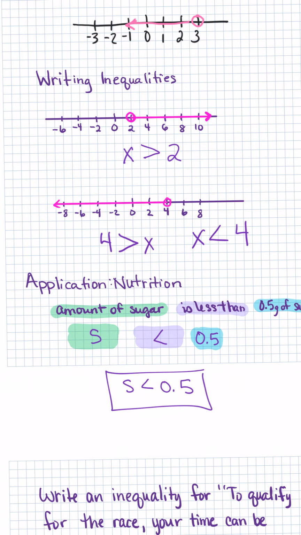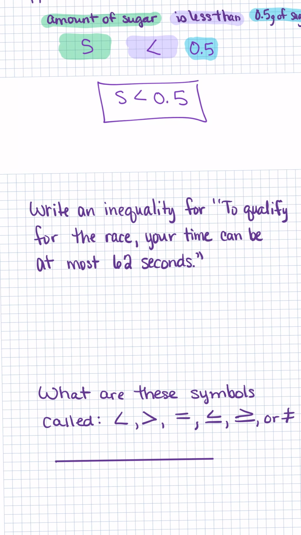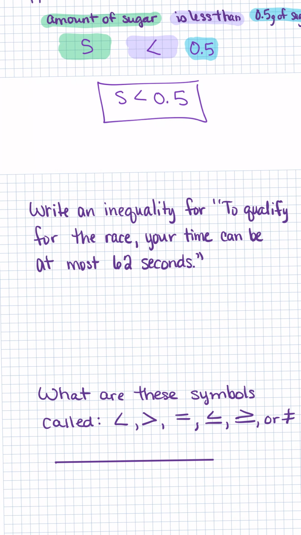Okay? You try this one. Write an inequality for, to qualify for the race, your time can be at most 62 seconds. So looking at time at most 62 seconds, you should have come up with t is less than or equal to 62.